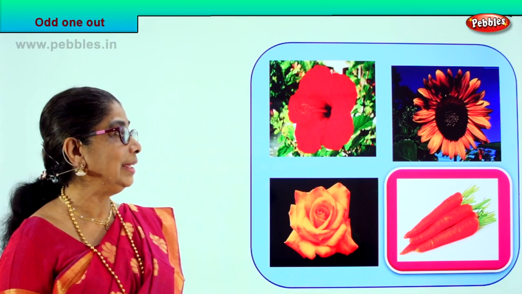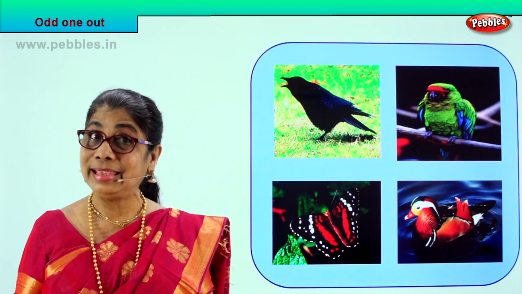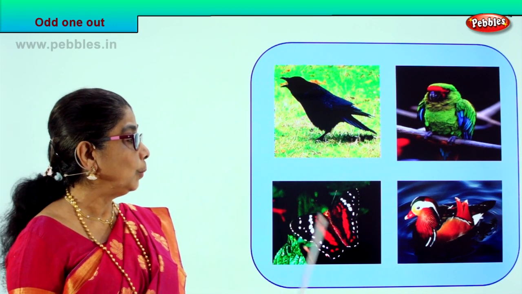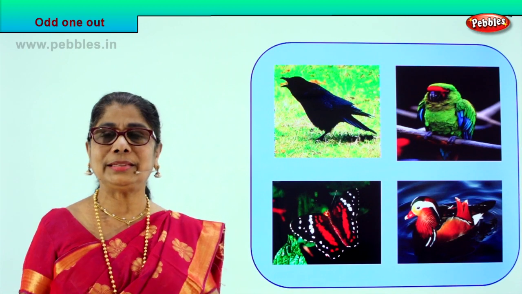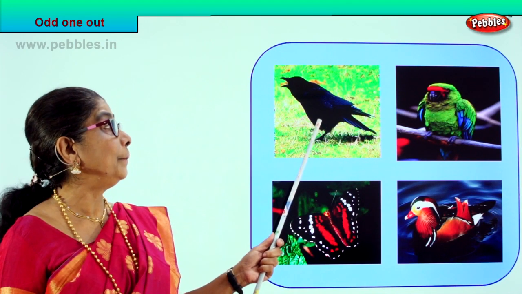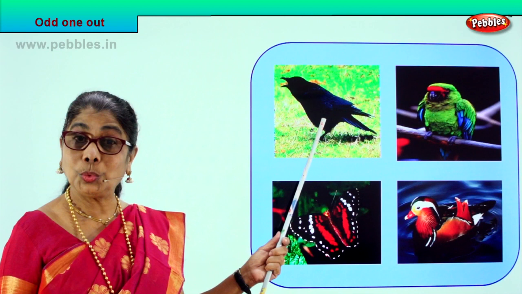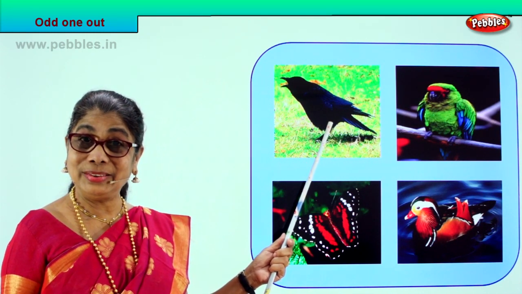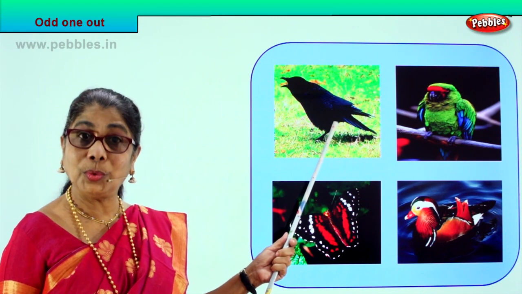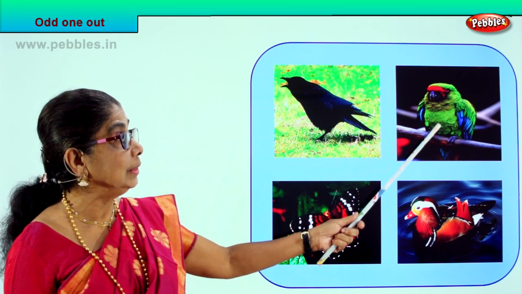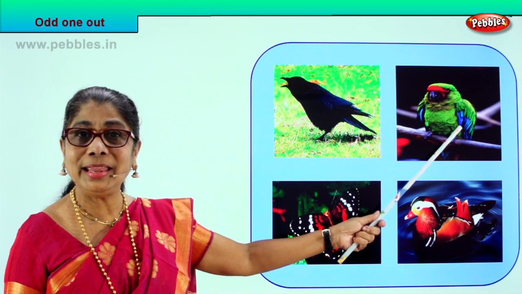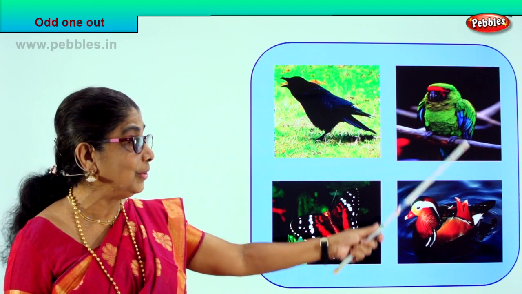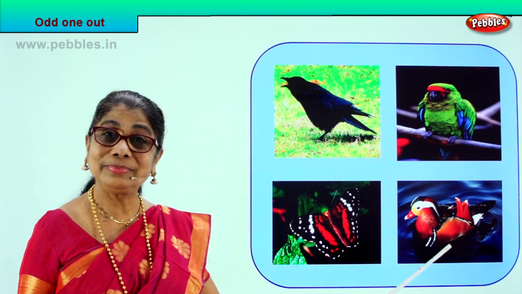Look carefully and tell me which one is not part of the group. Look, we have lots of beautiful things here. What is this? It's a picture of a crow. What is the color of the crow? Black or grey. Good. This is a crow. What is a crow? A bird. Good. What is this? A lovely green parrot. What is a parrot? It's a bird. Very good.